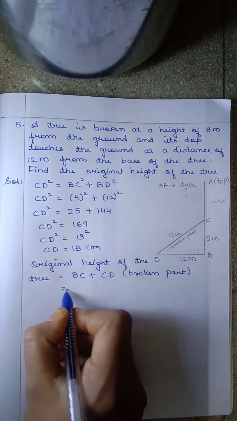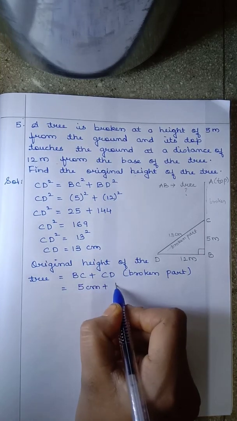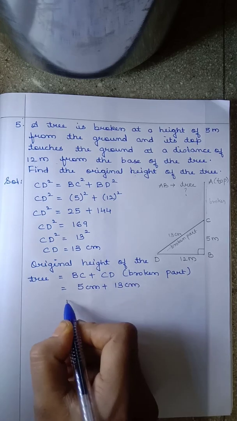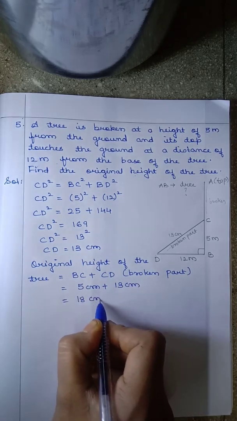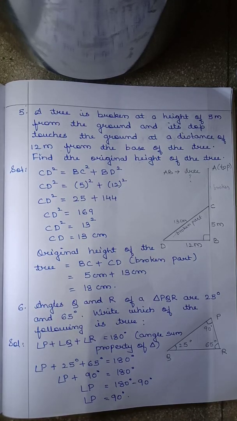That is BC measures 5 centimeter plus CD measurement we have found as 13 centimeter. So totally 18 centimeter is the height of the tree. So now the sixth question, children.